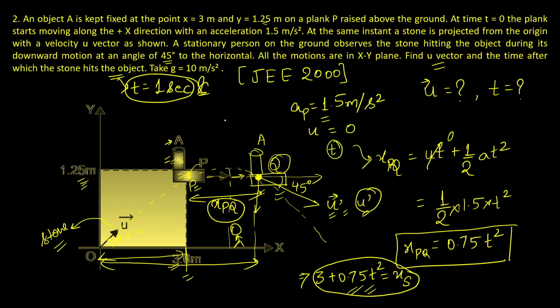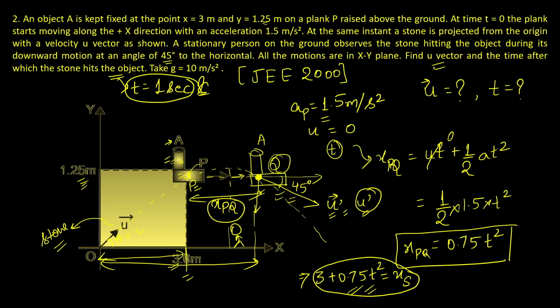So this is just the relationship that you need to find. You just have to use the x direction equation, y direction equation, and the one thing extra that is given in the question. At 45 degrees the stone hits the object when the stone is coming down. So these three things you need to use.